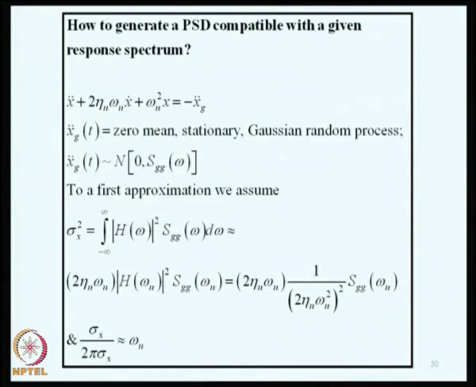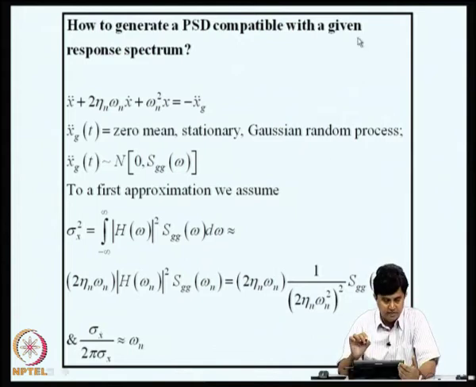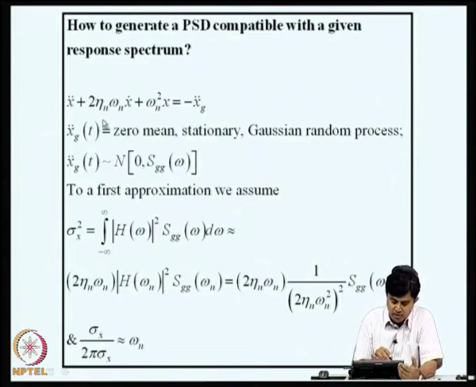Now, we will consider the other problem where, if we are given a response spectrum, how do we generate a power spectral density function compatible with the given response spectrum. So, again we consider the same problem. Xd double dot is a zero mean stationary Gaussian random process with a specified power spectral density function. Now, to a first approximation, sigma x square is given by this.